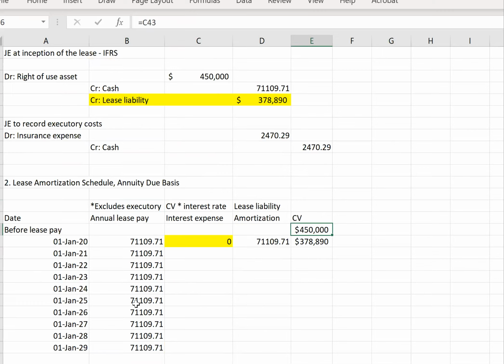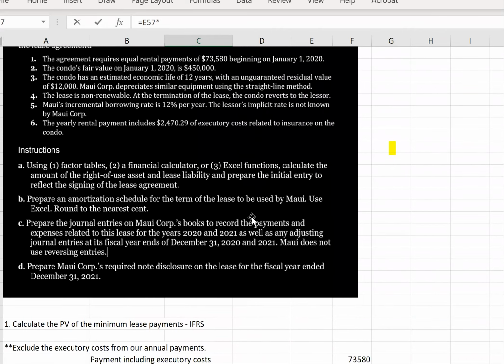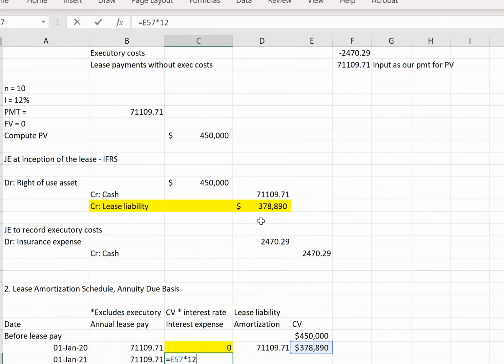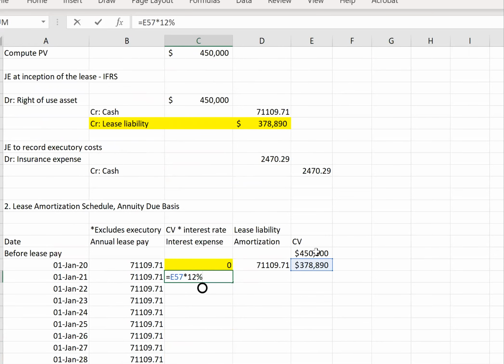We're going to need to do a separate journal entry for those executory costs, but they're not included in the amortization schedule or in the present value. So here, our interest expense is going to be the carrying value times our interest rate. We were told that the only interest rate available is 12%, so that is what we're going to use here. It's the carrying value times the 12%, and you can see the math here. I've taken the carrying value of the period before times the 12% interest rate, and that gives me my interest expense there.